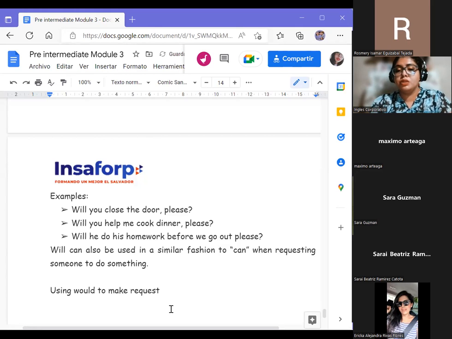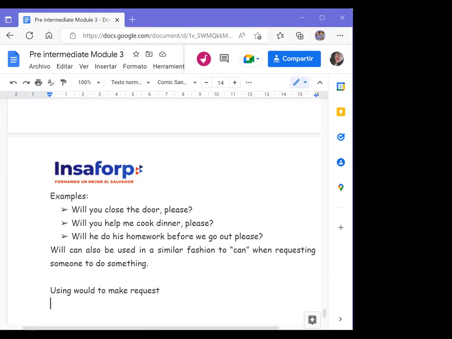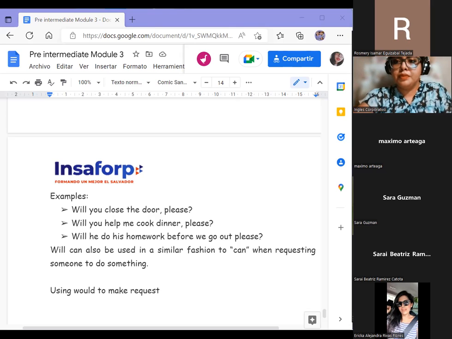In this case, we are going to use would. Let me move this because it's not okay. So give me a moment. Okay, I think it's better. So, in this case, we are going to know how to use the word would to make requests also, because we already saw the use of will.